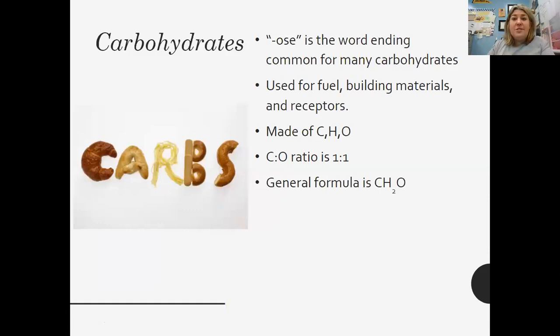So carbs are delicious. Everybody likes a carb. If you like bread, if you like pasta, if you like donuts, you like carbs. If you like rice, you like carbs. Carbohydrates are important. We need carbs because they are fuel. They give us fuel. They give us energy.